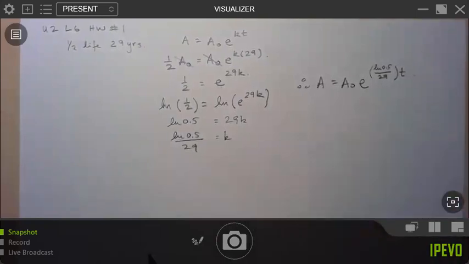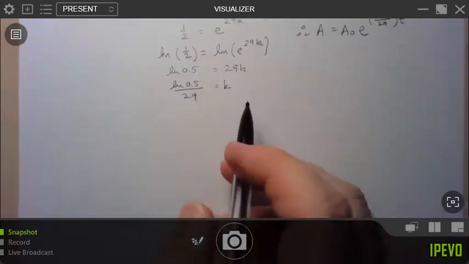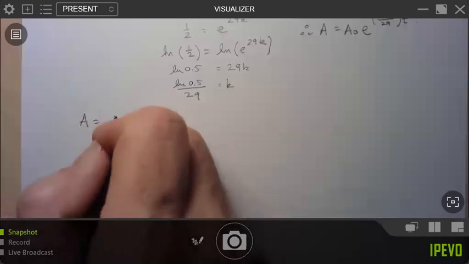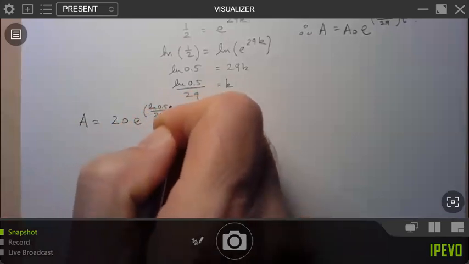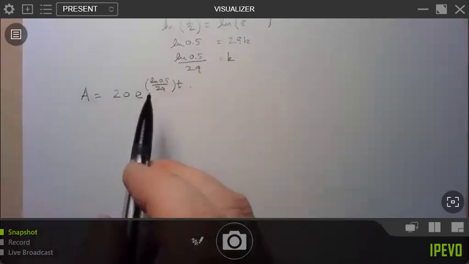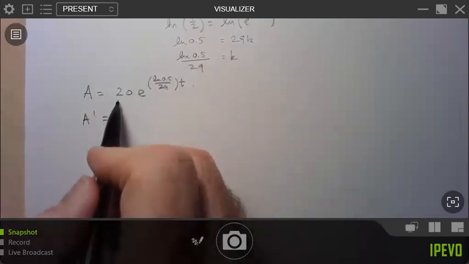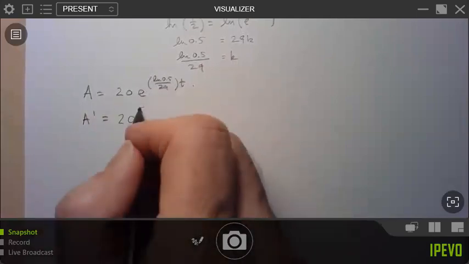Now, the second part of this question says, how quickly is it decreasing after 20 years if you start with 20 grams? Since they're asking me for the rate of change, I'm actually going to be working with the derivative of this function. So here I've got my function A equals, now starting with 20 grams. This is the model I'm working with, and I just want to take the derivative. Now 20 is just a constant, so I can bring it out of the derivative.